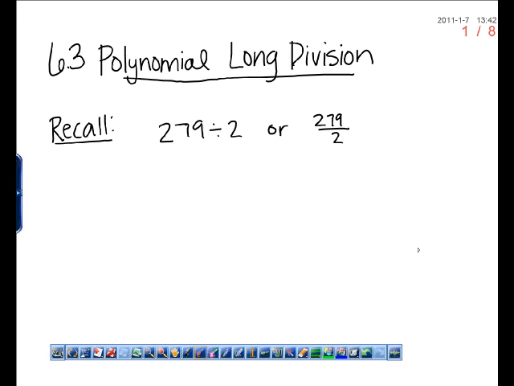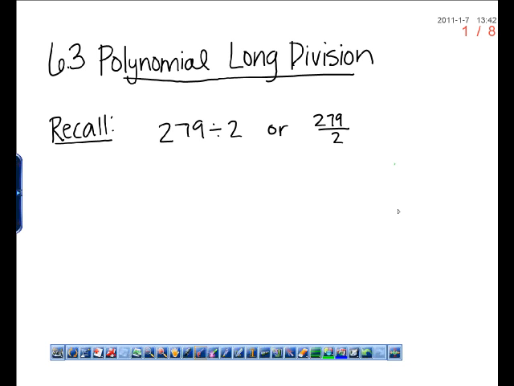All right, so today we're going to talk about long division with polynomials. Okay? Now, before we dive into that, we need to review long division with good old-fashioned regular numbers. So we're going to remember from back in the day how we divide using long division. We're going to practice with 279 divided by 2.